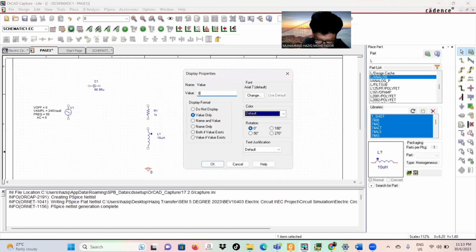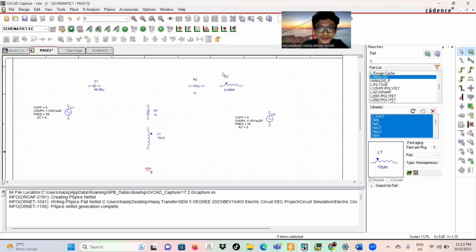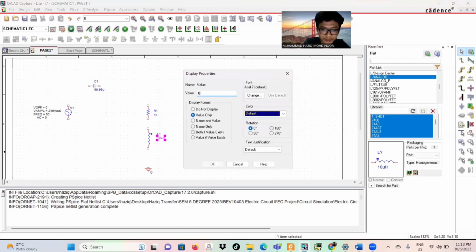Same for the other parts. For the impedance, 0.0955. This is for the inductive impedance, and this is for the industrial impedance. We convert it to 0.0318.